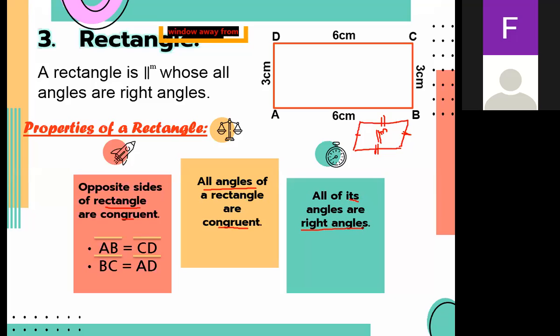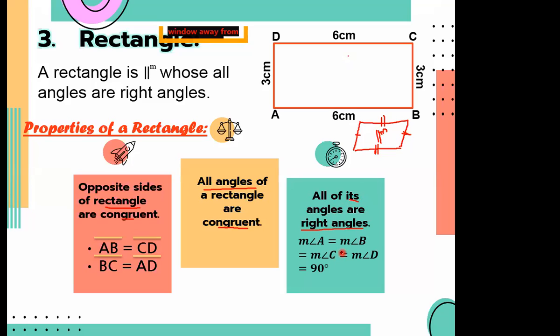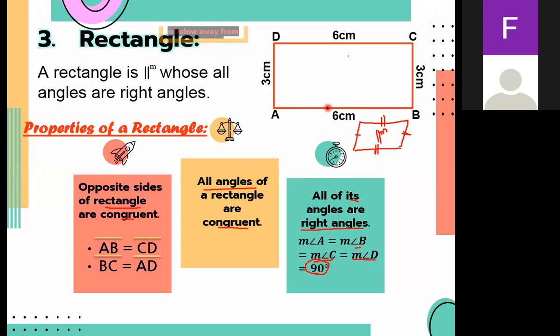All the angles of a rectangle are right angles, which means the measurement of angle A is equal to the measurement of angle B, the measurement of angle B is equal to the measurement of angle C, the measurement of angle C is equal to the measurement of angle D, and all these measurements are equal to 90 degrees.